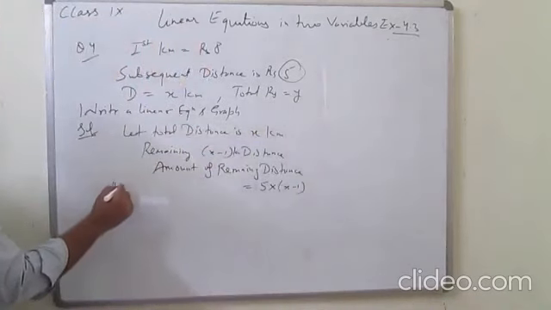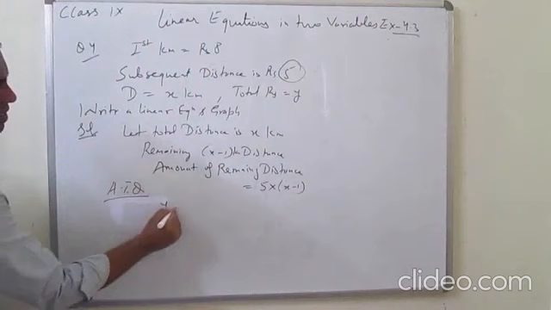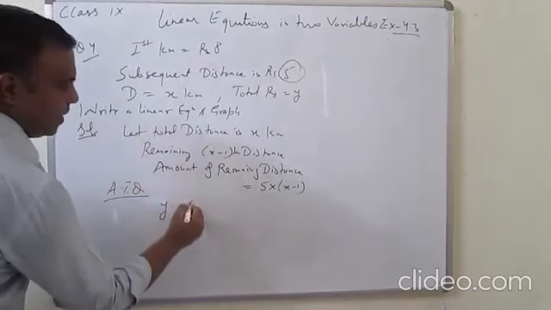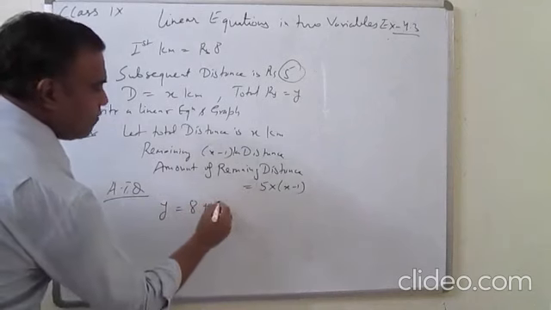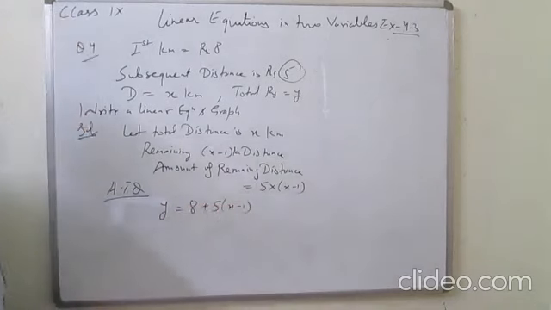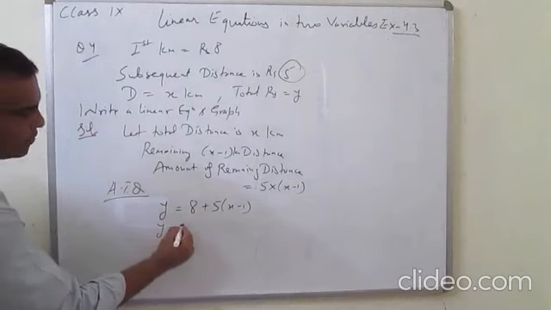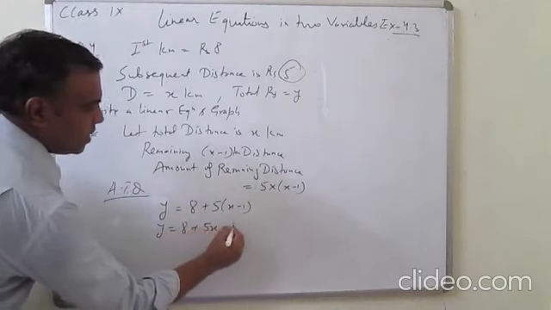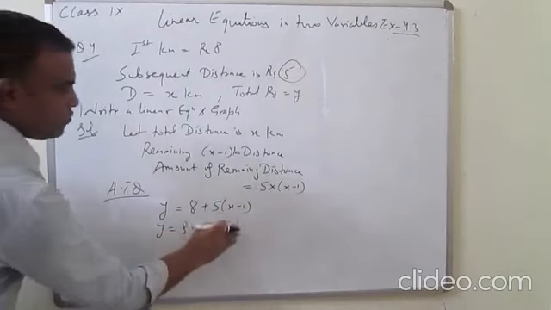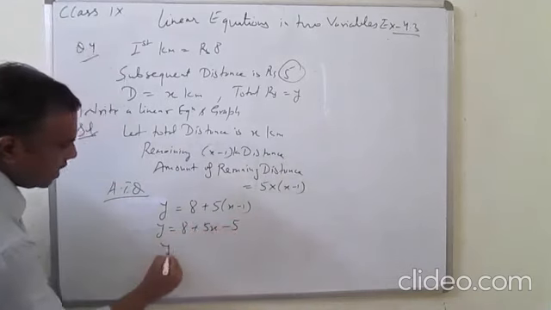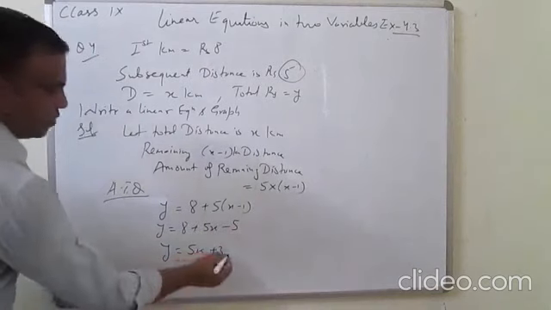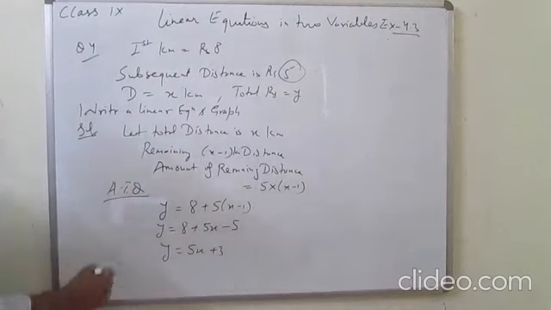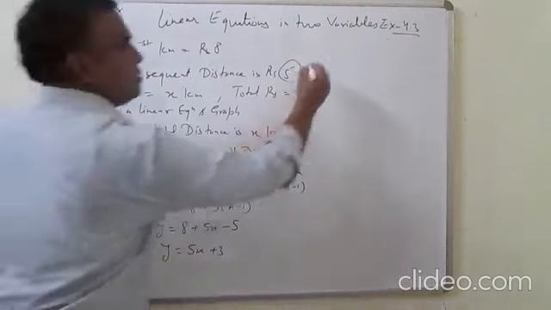Now according to question total fare कितना है y, पहले किलोमीटर का कितना दिया 8, बाकी कितना दिया अपन ने, what is the remaining amount 5, x minus 1 is the remaining amount. Now solve it. y is equal to 8 plus 5x minus 5, so it is y is equal to 5x plus 3. So this is the linear equation. Now plot a graph of this. Now make a table for this.